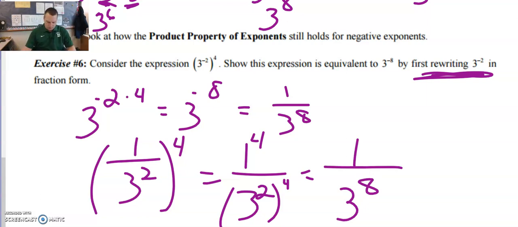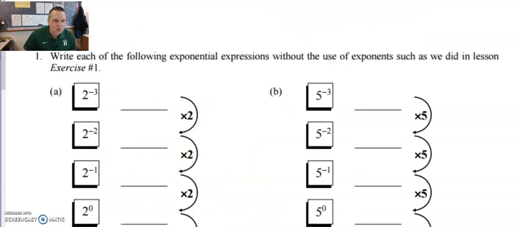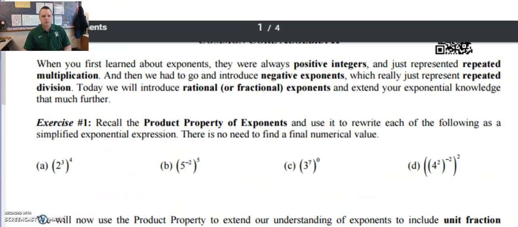All right, I'm also going to move on to lesson 2. So we're going to take a look at lesson 2. All right, a little music for you, because it's just a continuation of the power to a power.